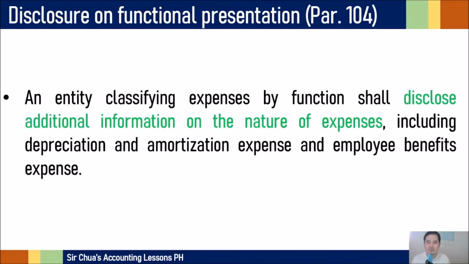Now, if we are going to use a functional presentation, we are required to disclose additional information on the expenses by nature. So we will present in the disclosure the nature of the expenses, including depreciation and amortization expense and employee benefit expense.